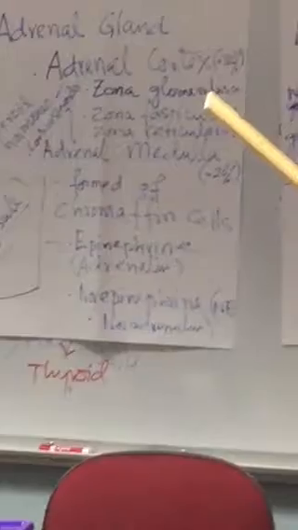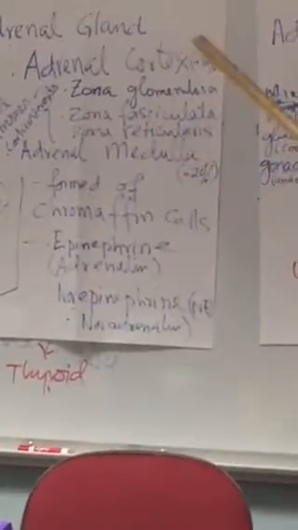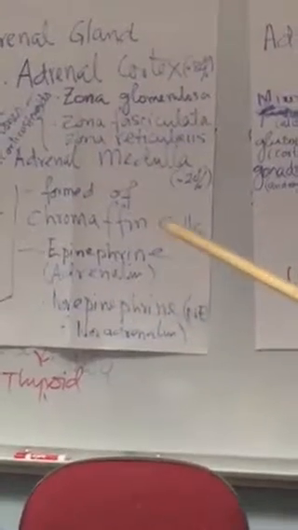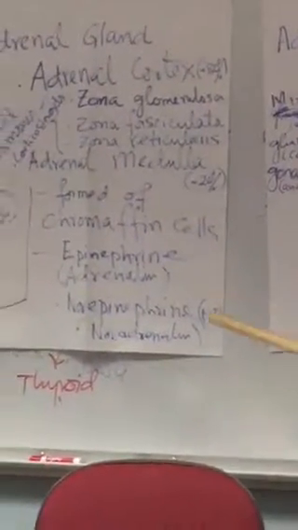You can see the adrenal cortex is differentiated into 3 zones from the top. But look at the adrenal gland. The outermost covering that protects the adrenal gland is called the capsule. I'll show you under the microscope also.